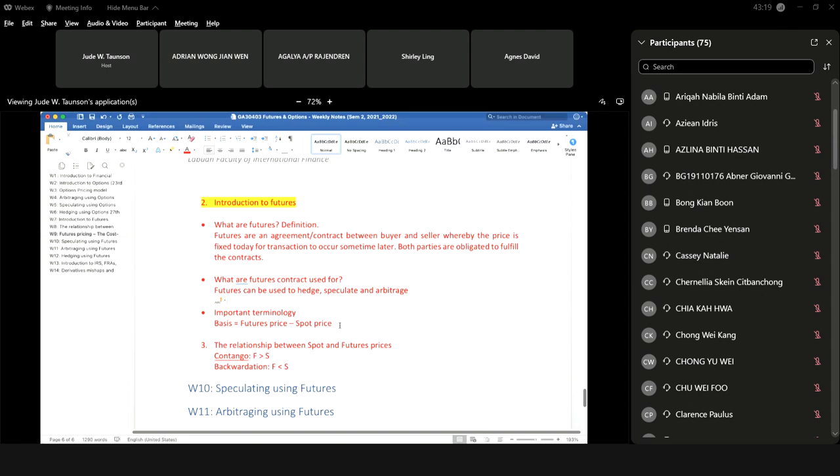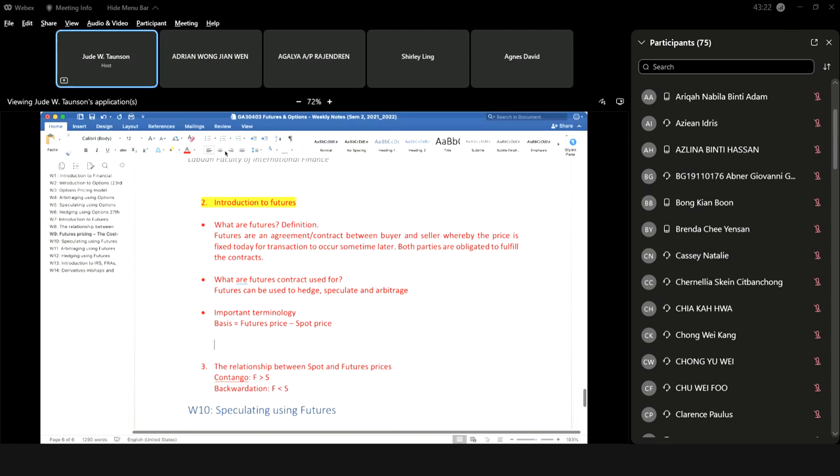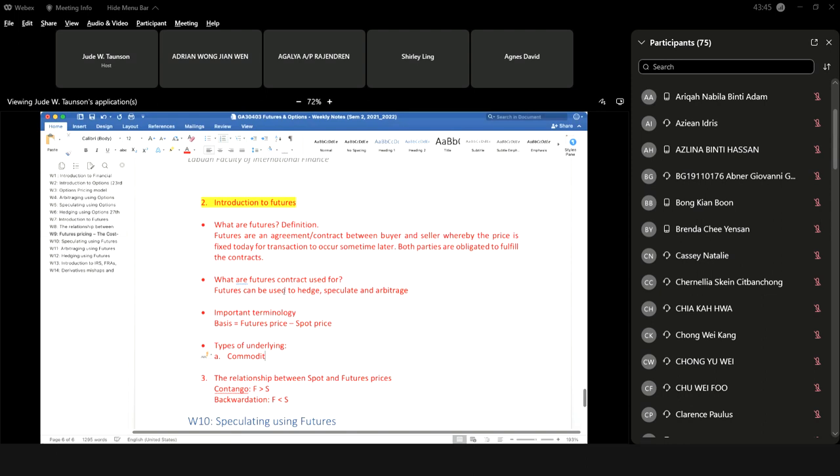Okay, next will be types of underlying. We have commodity: gold, CPO (crude palm oil), silver, tin. In Malaysia, we have tin. Or financial.